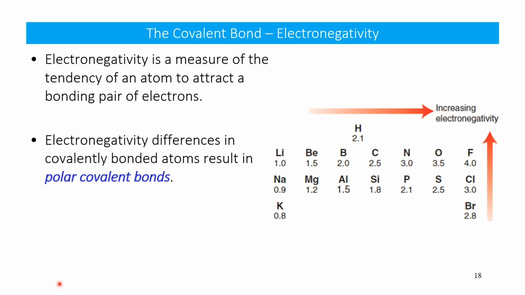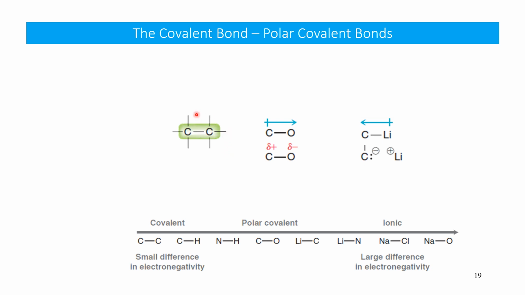So, for example, if you look at the carbon-carbon bond, the electronegativity difference is 0. And so it's on the left-hand side of the scale, while with carbon-oxygen, the electronegativity difference is quite decent, and so it's quite inside the scale. And so we have what's called a polar covalent bond compared to the pure covalent bond of the carbon-carbon.